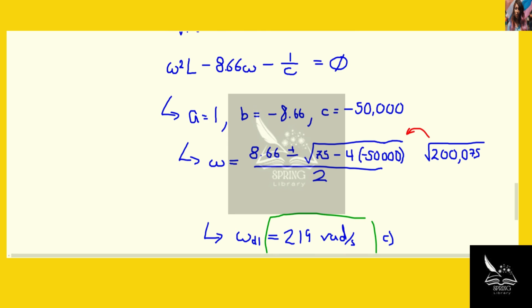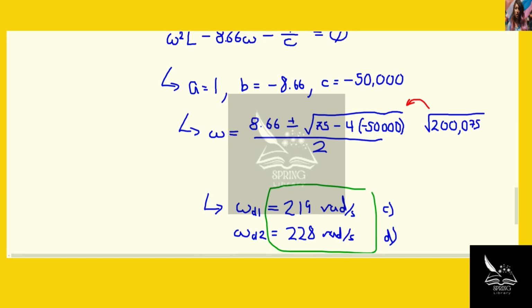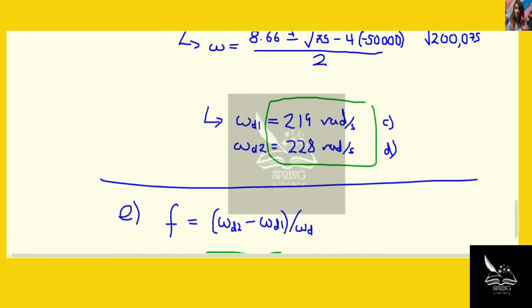Since part C asks for the lower frequency, we'll do the subtraction part, and we end up with omega d1 equal to 219 radians per second. Then we do the addition part to get omega d2 equal to 228 radians per second. And that's parts C and D.